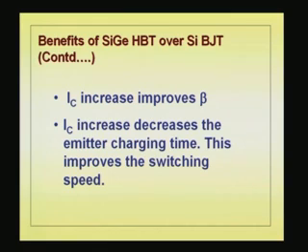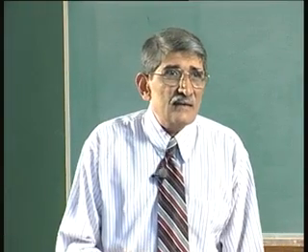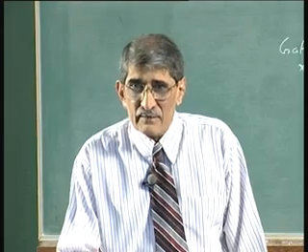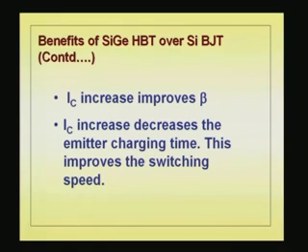Then IC increase decreases the emitter charging time, or any charging time, for a given VB. For a given change in VB, the collector current change is more in this case compared to BJT. So, all the charging times are smaller, particularly the emitter charging time is smaller. This improves the switching speed.